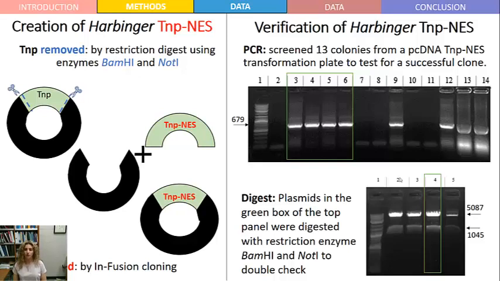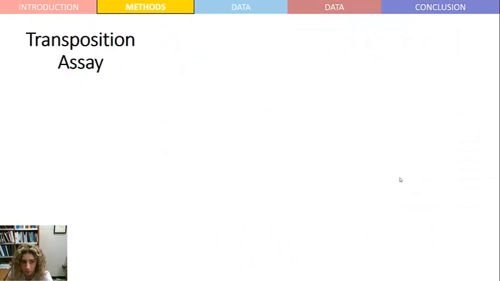Now, before we ran our transposition assay, we decided to sequence this plasmid just to make sure that it was indeed our TNP minus NES and it was what we expected, and we sequenced it and it was indeed what we expected. So now we can move forward with our transposition assay.